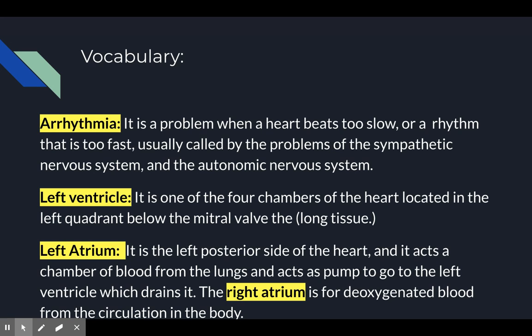And in anatomy, always remember that left is the opposite. So left is supposed to be right, and right is supposed to be left. And it acts as a pump to go to the left ventricle when it drains it. The right atrium is for deoxygenated blood, or carbon dioxide, from the circulation in the body. That's the job of the vena cava, the inferior and the superior.